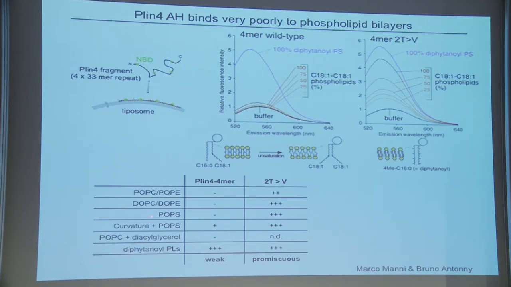We increase the charge, we increase curvature, we add the diacylglycerol. And actually, the wild-type amphipathic helix really doesn't want to bind to bilayers. Whereas if we use this mutant that is more hydrophobic, now we have very promiscuous binding to all sorts of liposomes. And in fact, there was only one composition that we could find for the liposomes that was efficient to recruit this amphipathic helix.